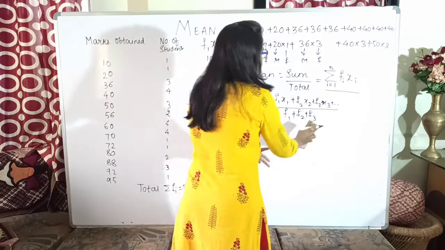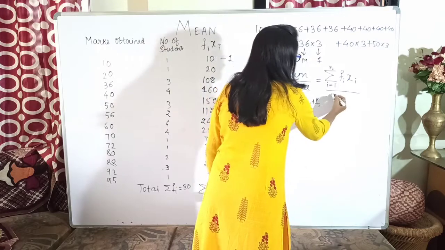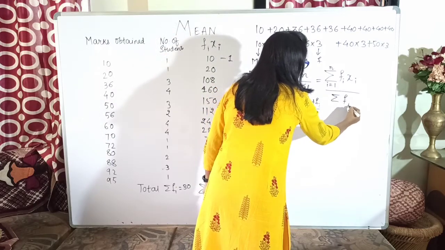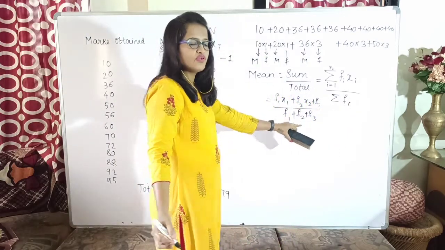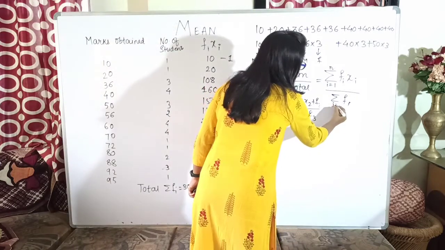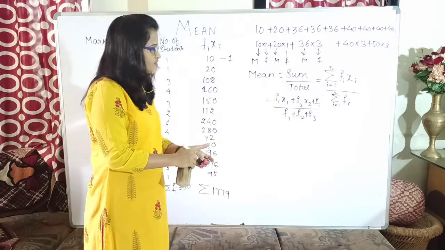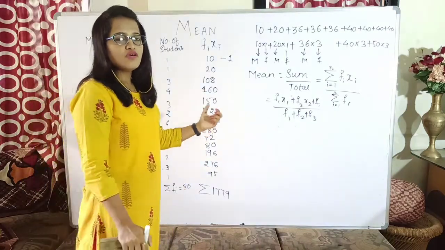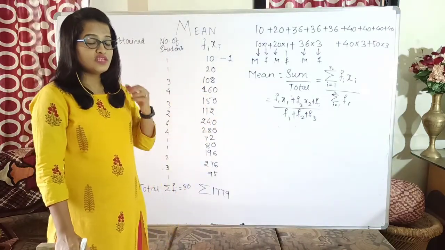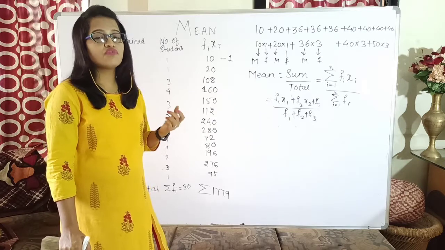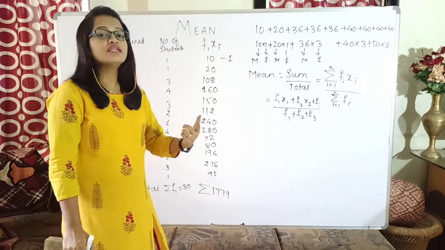Yes, again this could be written in the form of summation as summation of fi. Yes, f1, f2, f3, where again i takes values from 1 to n. Okay, so this is the formula for finding the mean of the observations when the number of observations is large or when the observations are repeated.